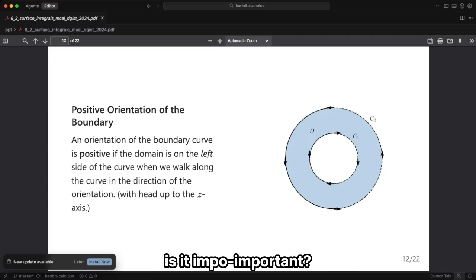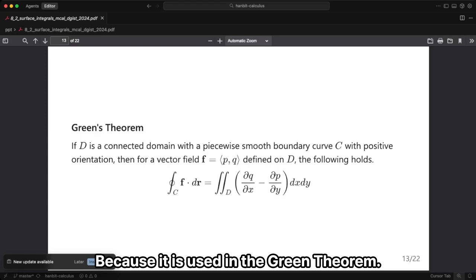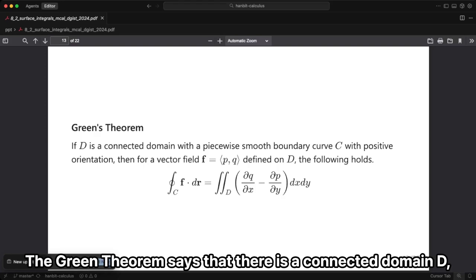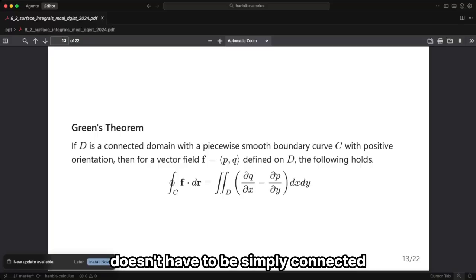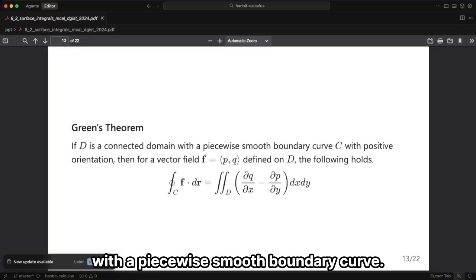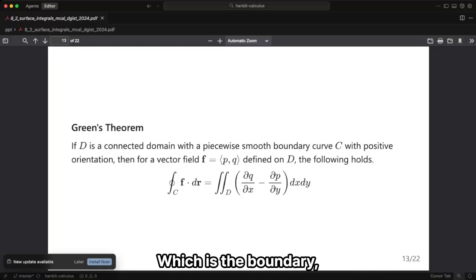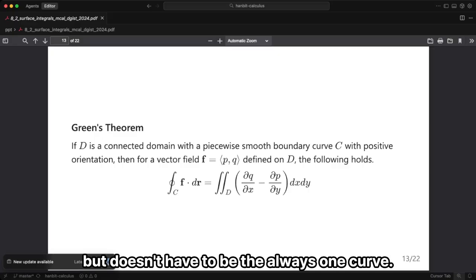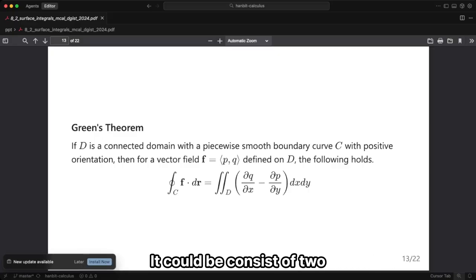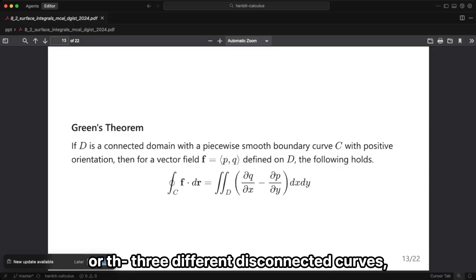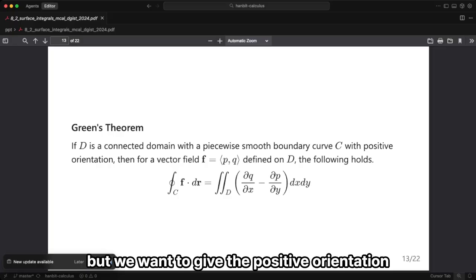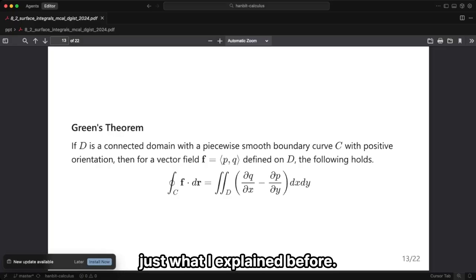Why is it important? Because it is used in the Green theorem. The Green theorem says that there is a connected domain D, connected, not simply connected, it doesn't have to be simply connected, just connected, with a piecewise smooth boundary curve. So there is a curve which is the boundary, but it doesn't have to be always one curve. It could consist of 2 or 3 different disconnected curves. But we want to give the positive orientation to that boundary curve, just as I explained before. Then these two things are the same. That's what the Green theorem says.